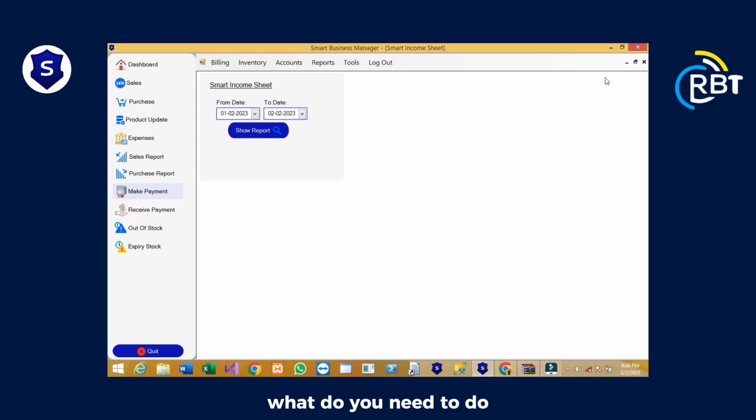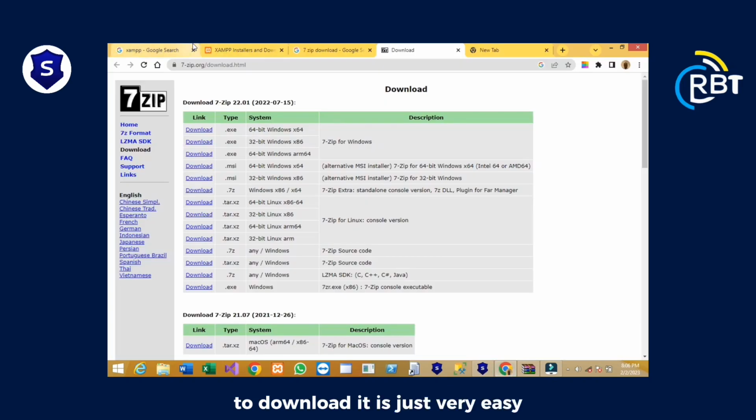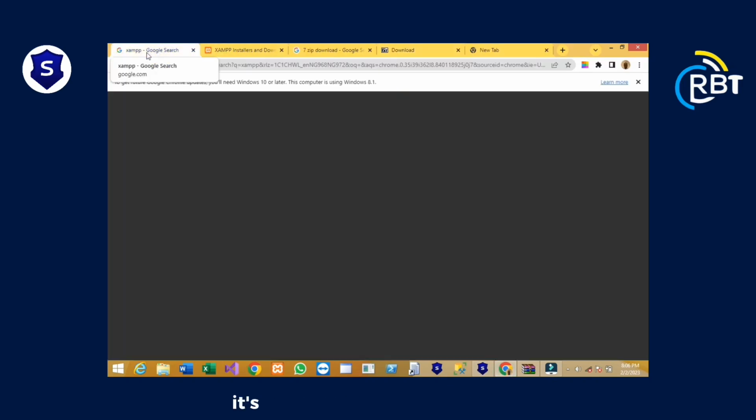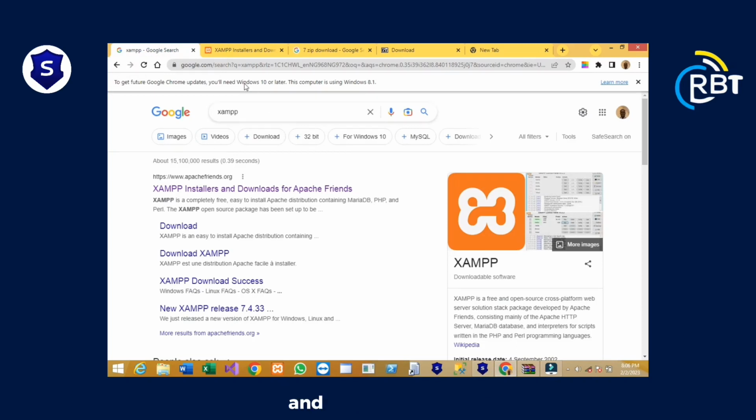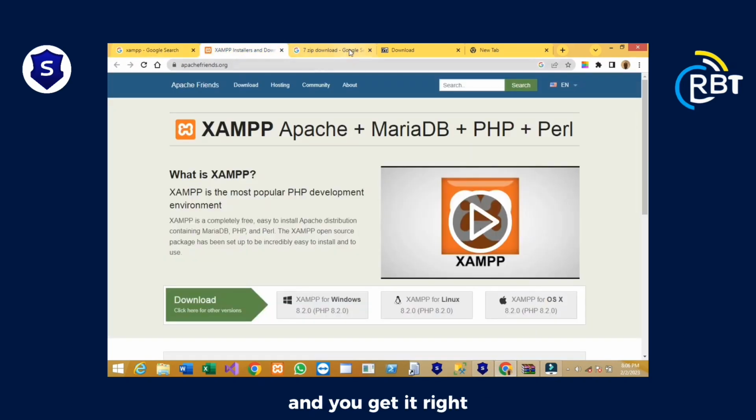So what do you need to do? All you need to do is very simple. Get a system, a laptop preferably, or a desktop computer, whichever one you can lay your hands on, right? There's a software we call Zamp. Download it, right? To download this is very easy. Just come to Google here. It's a free software, type Zamp and you get it very easily. After install, this is where everything is going to be stored, right?